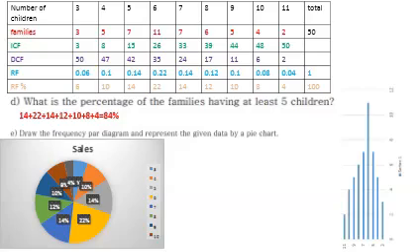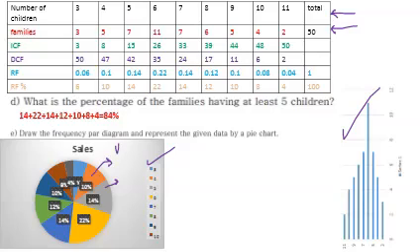In this question, you need to draw the frequency bar diagram. As you can see, this is the bar diagram. As I told you in the Zoom, the number of children should be on the x-axis and the frequency should be on the y-axis. Now, if you want to draw the pie chart, then you need to have the degree of every frequency.